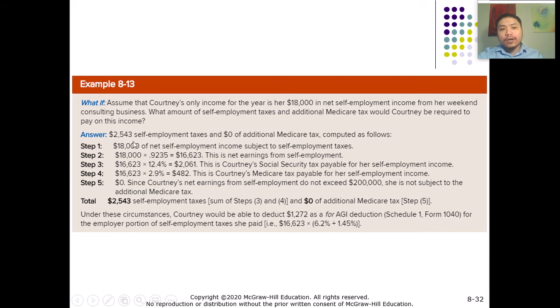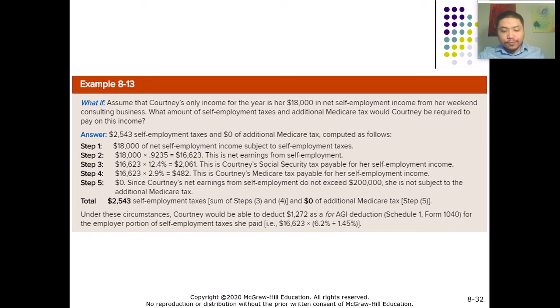But remember, we have to take out the 7.65% from the taxable income first, by taking the taxable income times 0.9235. And then when we calculate the Social Security tax and the Medicare tax, we have to remember to multiply by 12.4% and 2.9%, because this taxpayer is paying both the employee portion and the employer portion of the FICA taxes.